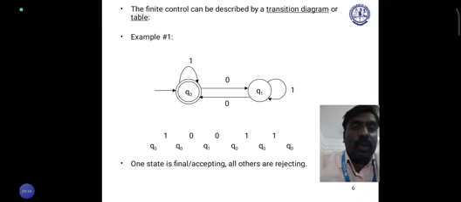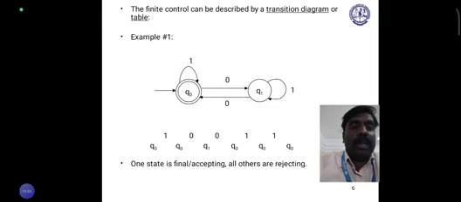From Q0 on 1, it moves to Q0. From Q0 on 0, it moves to Q1. From Q1 on 0, it moves again to Q0. From Q0 on 1, it moves to Q0, and on 1 again it moves to Q0. So it comes to the final state Q0, and the string is said to be accepted.